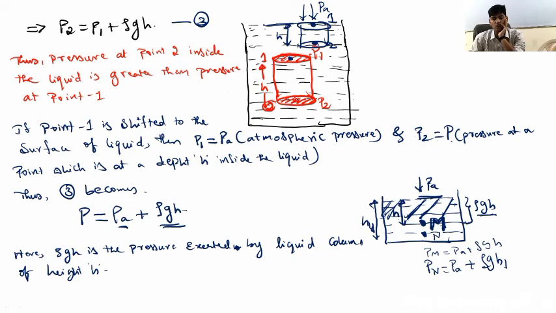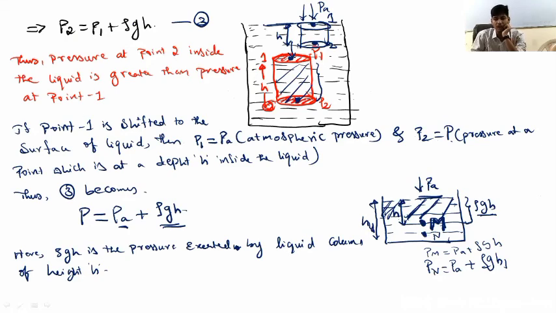Pressure at point 2 inside the liquid will be equal to pressure at point 1 plus pressure exerted by this portion of the liquid. The pressure at point 2 is the pressure at point 1 plus the pressure exerted by this portion of liquid; when the two are added, whatever we get is the pressure at point 2. So P2 is equal to P1 plus rho g h.